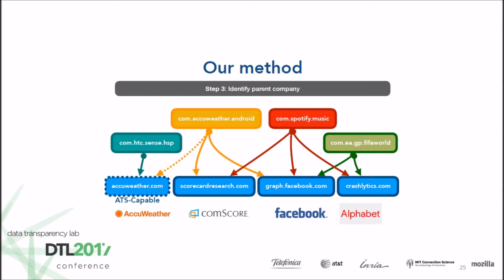And the third step is identifying the parent company. For instance, Crashlytics was initially a company, then it was acquired by Twitter, and then it was acquired by Google. So how do you know who is actually the parent company? Well, we rely on Crunchbase, because it has a lot of information about the startup ecosystem. So we did a lot of web crawling on that.